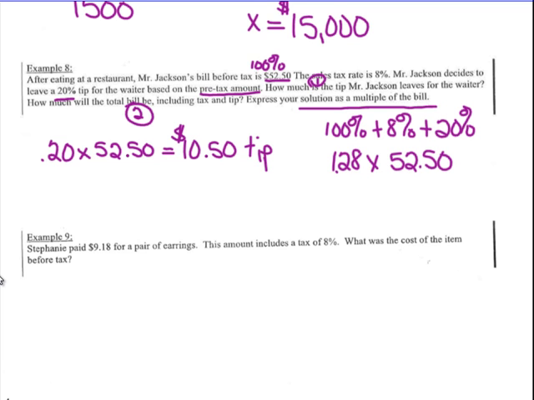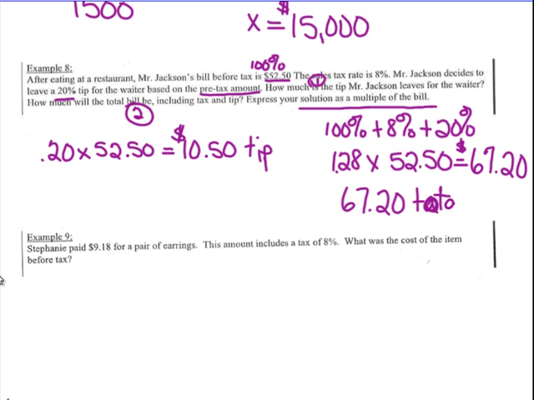That's why I'm adding. Yes, you always add tax on. You have to pay more. And yes, you add tip on, and 20% is a good tip. So all of those get added on to the 100% that you're already paying for the $52.50. So as a multiple of the bill, you take 1.28 times $52.50, and you get that the answer is $67.20. So that's the total, everything included, tax and tip.